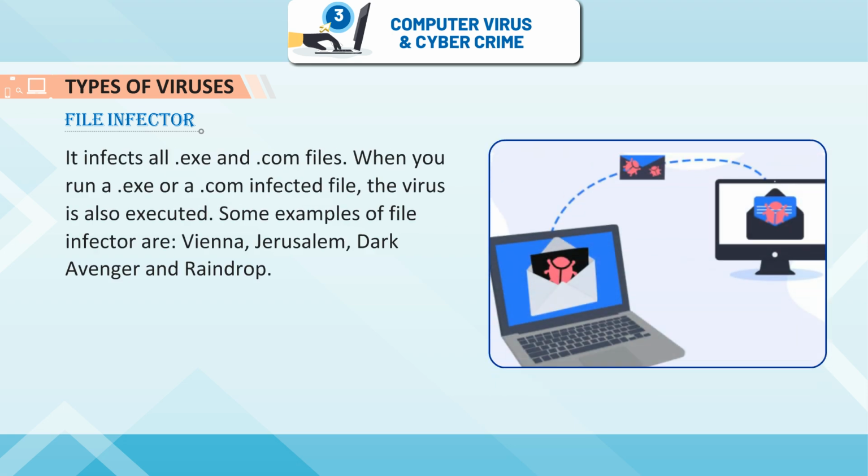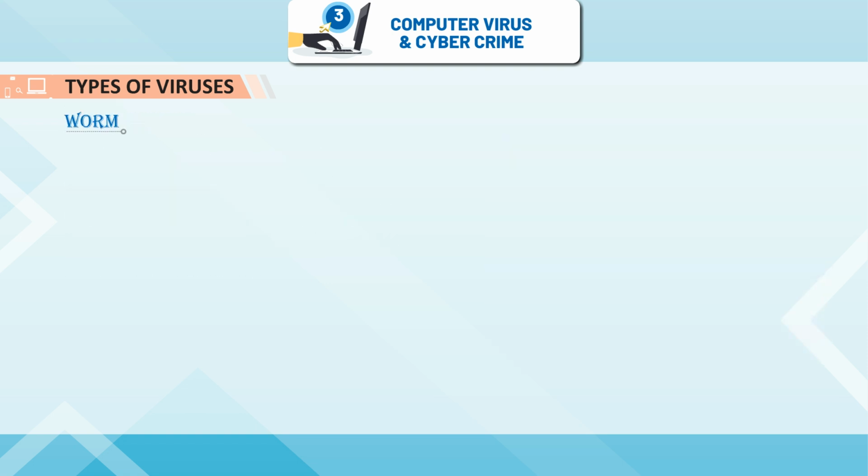It infects all .exe and .com files. When you run a .exe or a .com infected file, the virus is also executed. Some examples of file infector are Vienna, Jerusalem, Dark Avenger, and Raindrop.